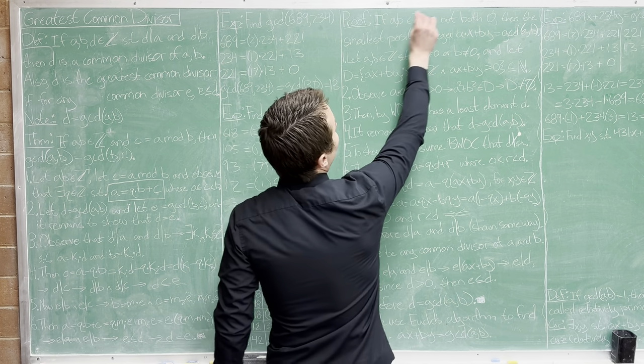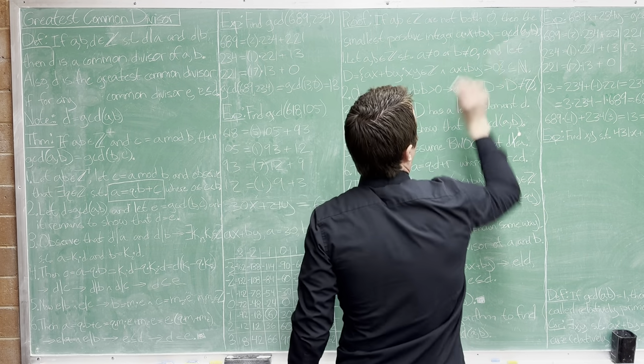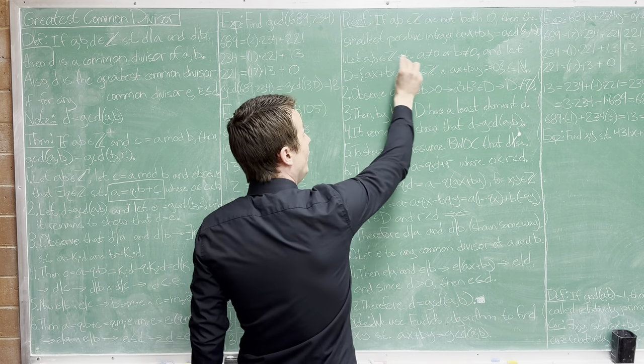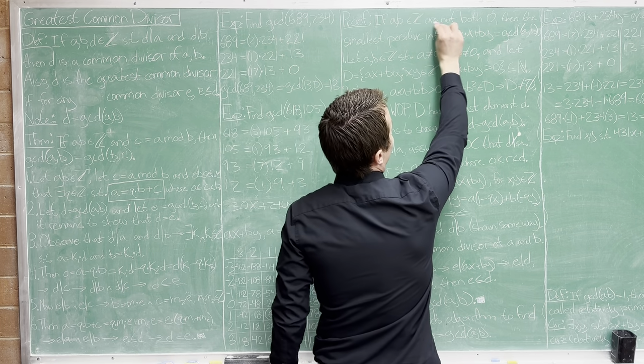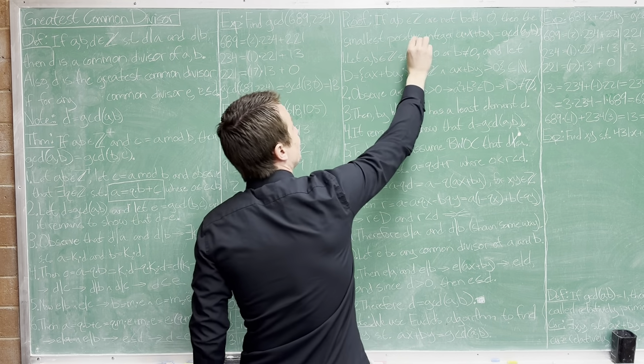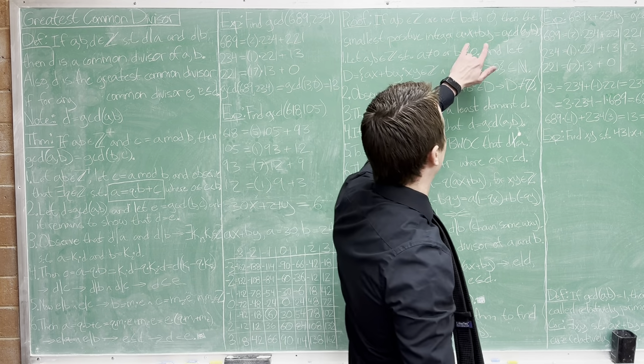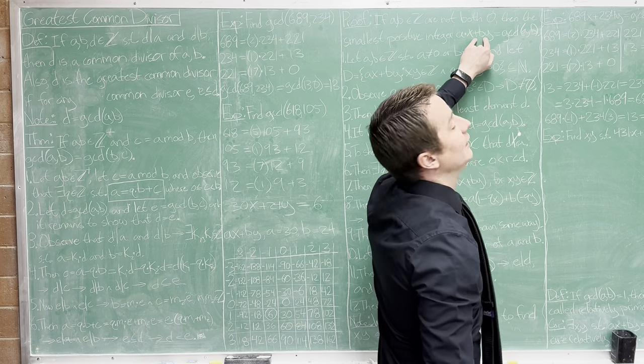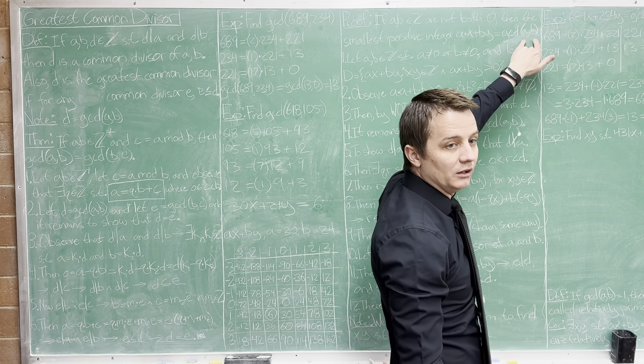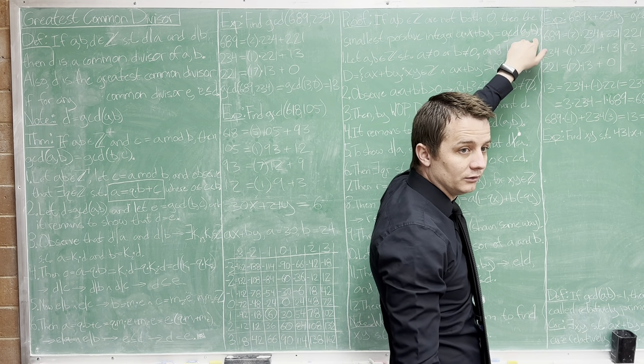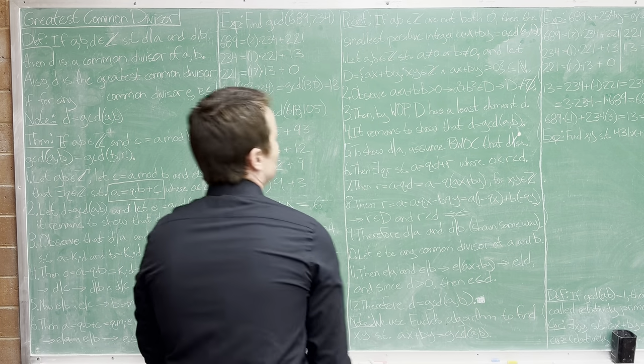So let a and b be integers that are not both 0. If a and b are integers, not both 0, then the smallest positive integer we can get of the form ax plus by is going to be the greatest common divisor of a and b. That's what we're going to prove.